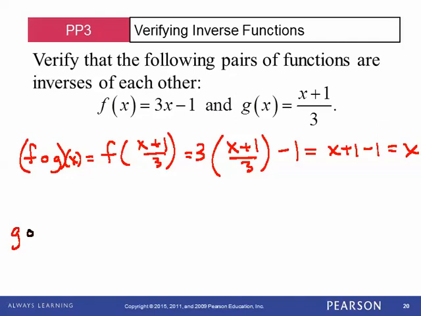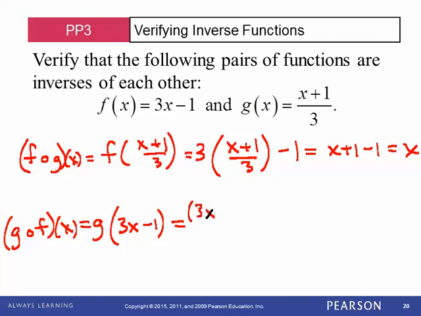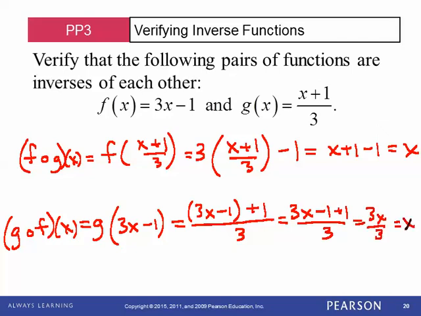Going the other way, g composed with f of x. Take the g function, and then I'm going to write the equation for the f function inside it. So it's 3x minus 1. Plugging that into the g function, so on top it becomes 3x minus 1 plus 1, over 3. Again, in this case, the 1's go away. And 3x divided by 3. So in this case, the g undid the work of f. And then at that point, we verify that those two are inverse functions of each other.